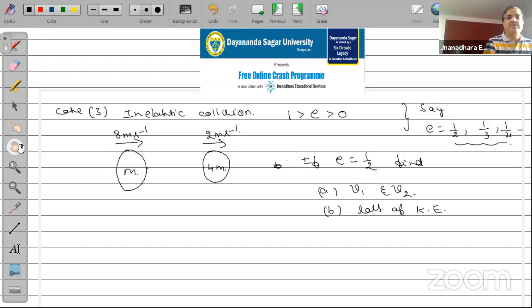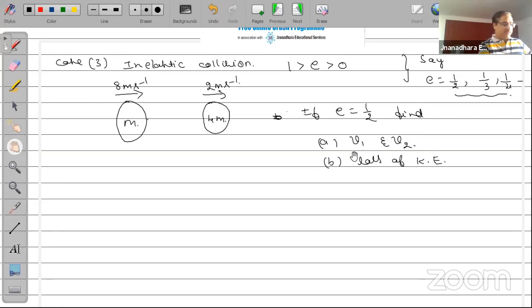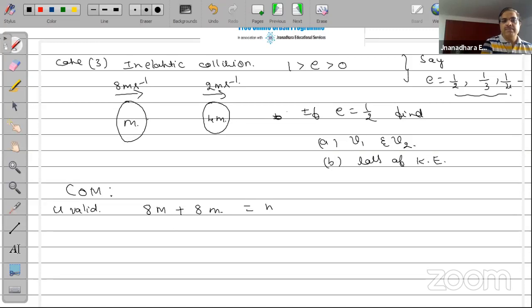The problems here will be of this kind, where the coefficient of restitution is given like this, and then you are asked to find V1, V2, and also the loss of kinetic energy. So how do we solve a problem of this kind? First, apply conservation of momentum. Remember, conservation of momentum is valid for all collisions, including this. So you get 8m plus 8m is equal to m into v1 plus 4m into v2, where v1 is the velocity of this one after collision and v2 is the velocity of this after collision.